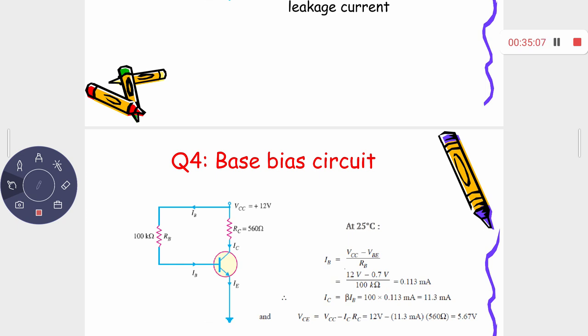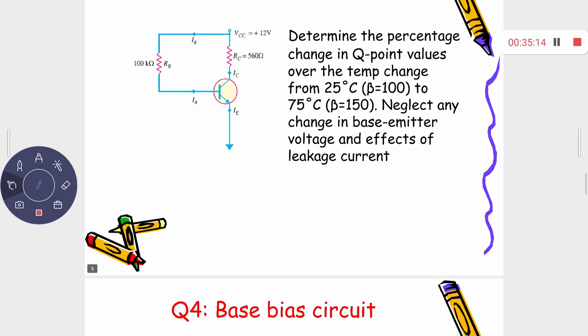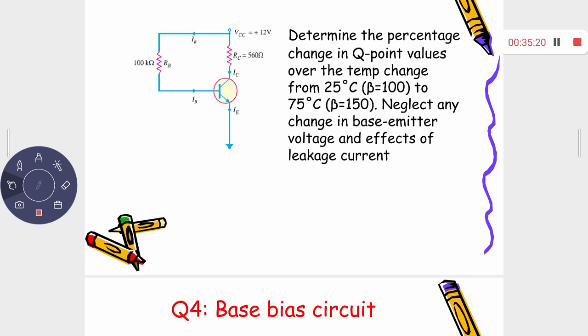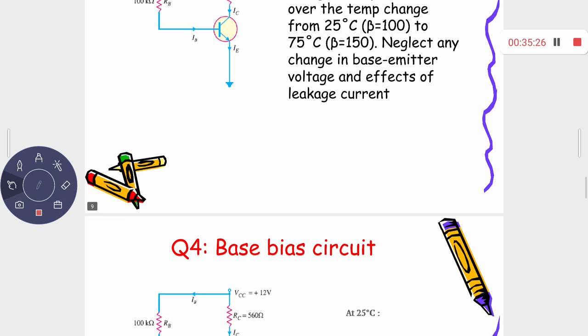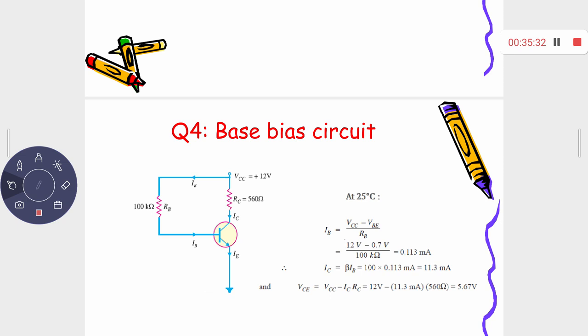Okay, fine. We have a 12 volt supply, and RC is equal to 560 ohms. RC is not that large. That means close to 24 milliampere, which is the IC max. But you are getting 11.3. Okay, almost in the middle. 12 by 560 ohms, which is VCC upon RC. What is the value? Close to 24, and should be somewhat lower than that, because it is 560.